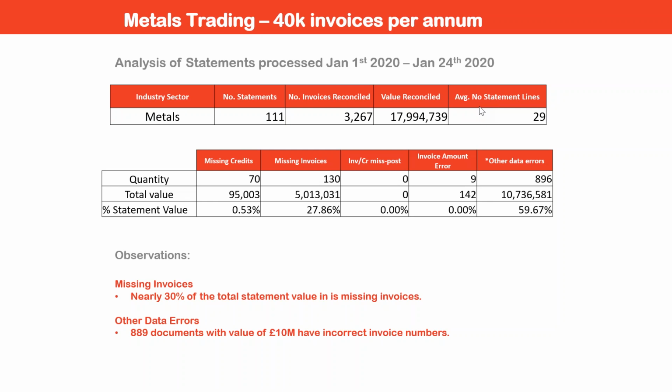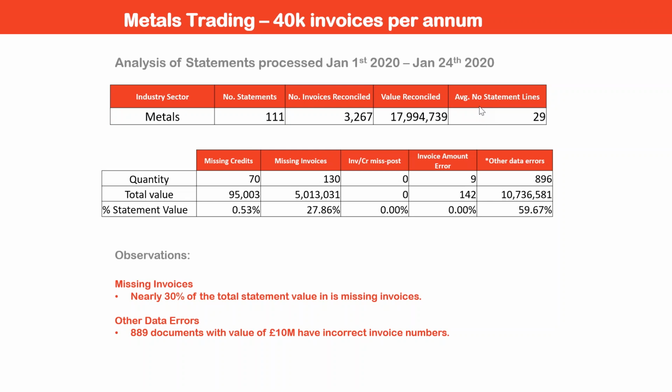Below it, we're quantifying the quantity, the total value, and then the total value as a percentage of the statement value. The first one is missing credits, which lots of people are interested in. You can see they've got 70 missing credits, adding up to 95,000, which is a very small 0.5% of the total statement value for that month. Missing invoices is an interesting one for this supplier because it's very high. They had 130 missing invoices, adding up to £5 million, and that represents nearly 30% of the statement value for that month. So that's one of my observations below.